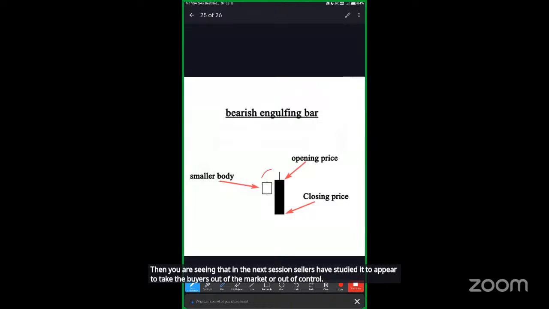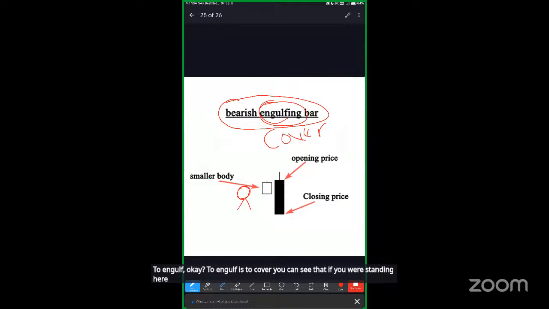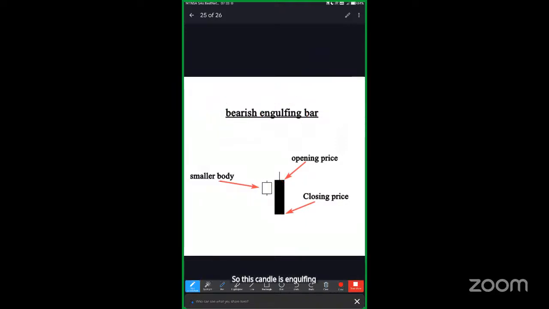So in this scenario, when it comes to a bearish engulfing bar, to engulf is to cover. You can see that if you were standing here, trying to look at this side, you could not see it because this candle is longer than this one. So this candle is engulfing this one. In this scenario, sellers are engulfing buyers. That's why this pattern is called a bearish engulfing bar.